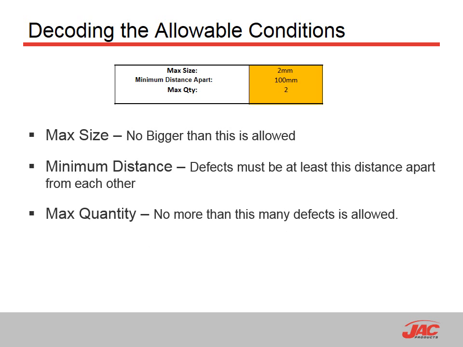Finally is max quantity. This tells you how many defects of this type are allowed in the zone. This example shows that there are only 2 defects allowed. If there are more than 2, reject the part.